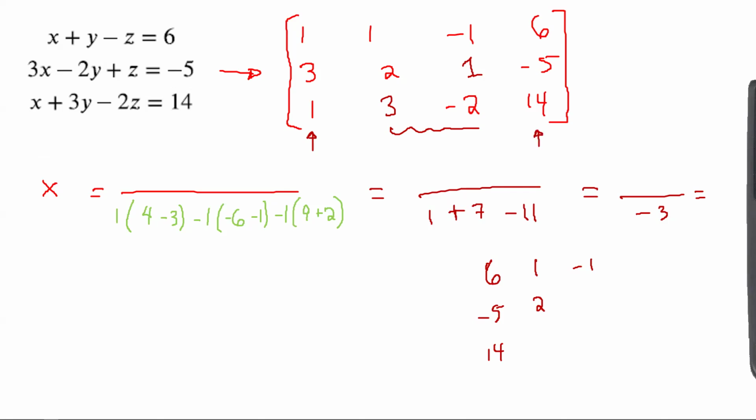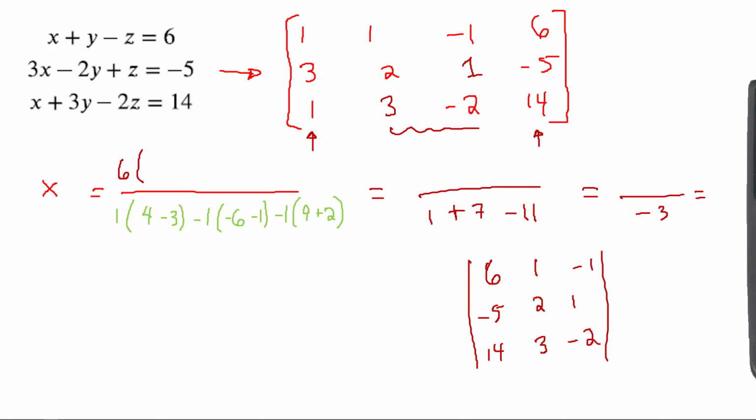Taking this column, putting it in the first place up there at the top. We did that. All right. That would give me a 6, 1, negative 1, and a 5, negative 5, 2, 1. Here we go. And a 14, 3, negative 2. That's what I need to take the determinant of. I'm going to grab that 6 in the front.